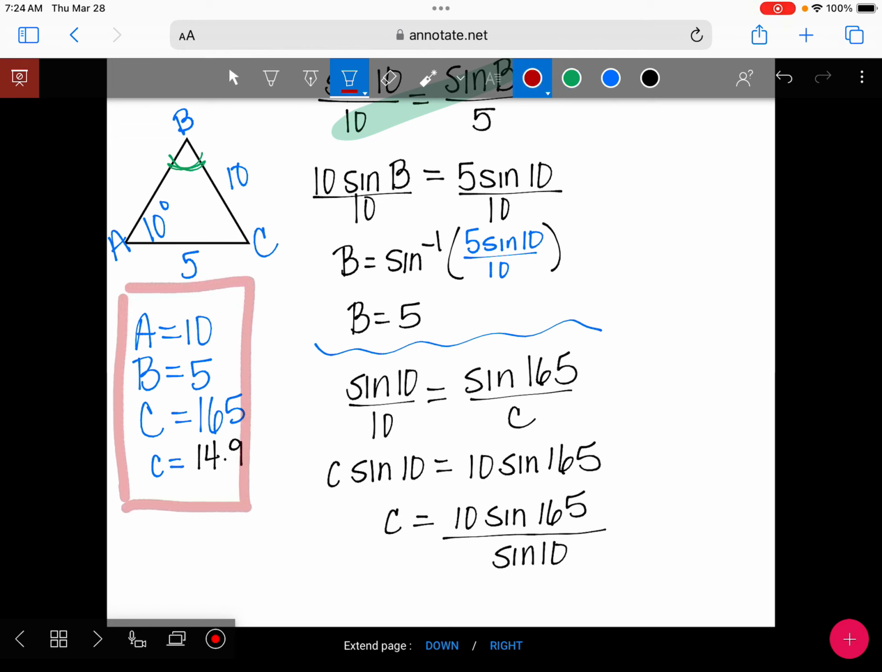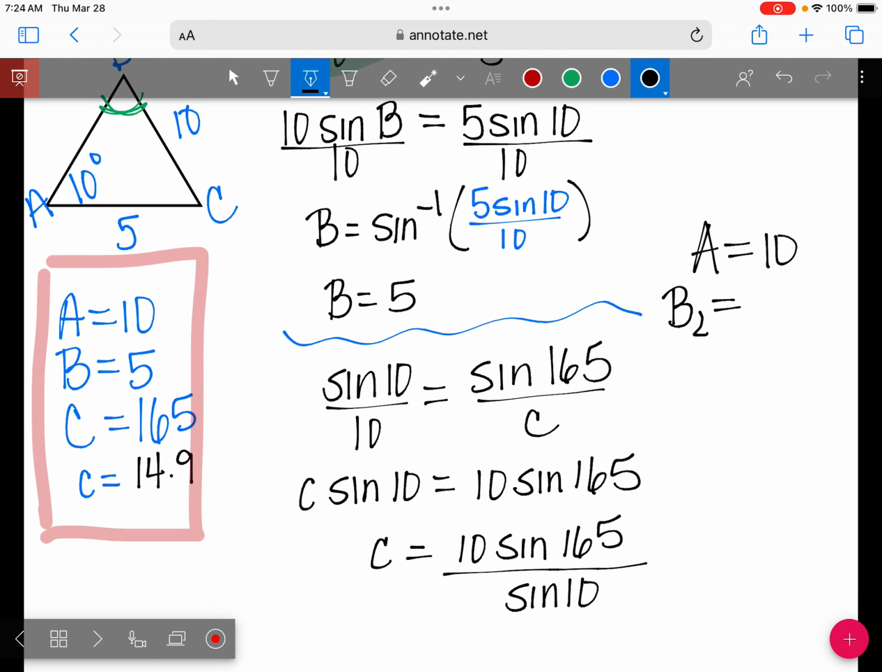So we have at least one triangle. So now let's see if we have 2. So angle A is still going to be 10 because that was what they provided us. And what would B sub 2 equal? 175, right? Because you have to take whatever you got here, which is 5. If you take 180 minus 5, then we get that B2 is 175.